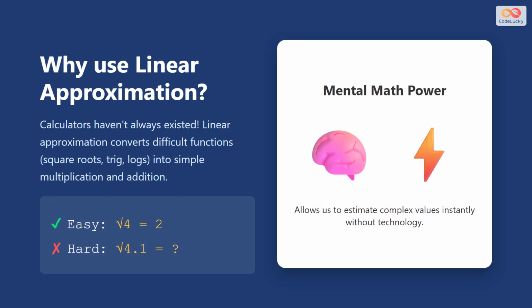You might ask, why not just use a calculator? Well, historically, calculators didn't exist. Mathematicians needed a way to calculate square roots and logarithms by hand. Linear approximation turns hard functions into simple multiplication and addition. It gives us mental math superpowers to estimate values instantly.